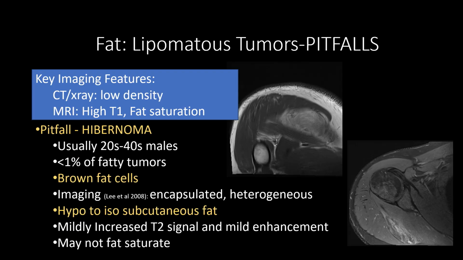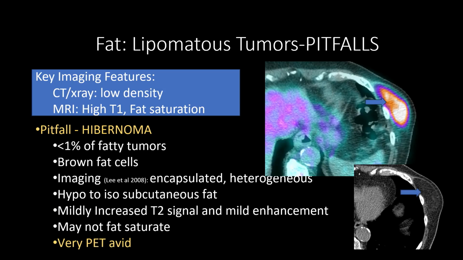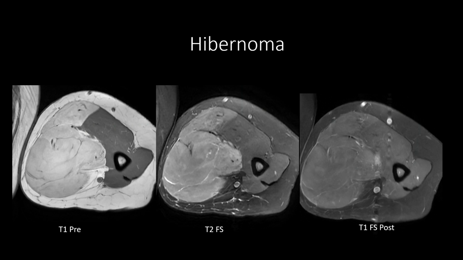And finally, a hibernoma, which can be a very complex imaging appearance, typically occurs in males in their 20s and 40s. It makes up less than 1% of fatty tumors. It's made up of brown fat cells. And the imaging is an encapsulated heterogeneous mass, hypo to isointense to the subcutaneous fat, and mildly increased T2 signal and enhancement. We think about hibernomas a lot when we look at PETs because they're very, very PET avid. But here on the CT, you can clearly see that this is a fatty tumor. So we shouldn't get confused with that avidity and call it a liposarcoma.